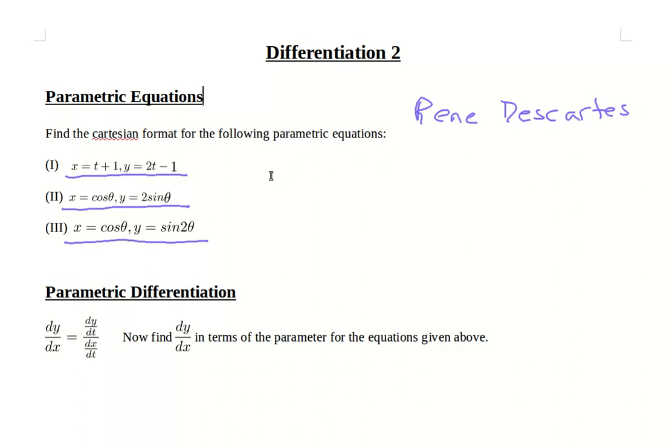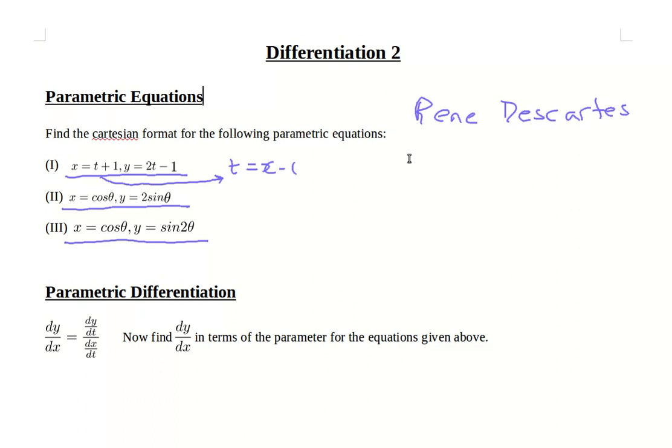Let's talk about how we'd go about converting these two equations on the left here, x equals t plus 1 and y equals 2t minus 1, to the Cartesian format. Well, actually, it's not too bad, because all we need to do is eliminate the parameter t. In this first question, that's dead easy to do, because looking at the left-hand equation, x equals t plus 1 implies that t equals x minus 1. That comes straight from there.